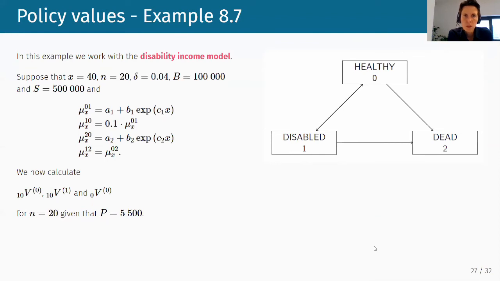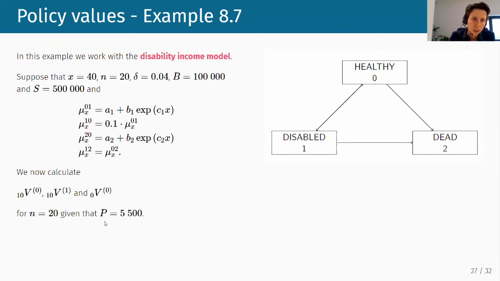We start with the disability income model, pictured here on the right. We've got a 40-year-old policyholder. We've got a duration of 20 years, a force of interest of 4%, a certain sickness benefit, yeah, disability benefit B, if I'm not mistaken, and a lump sum S to be paid on that, if I remember well. We've got our transition intensities, and the goal is now to calculate our policy values. We want to calculate our policy values at certain time points, given that the duration of our product is 20 years. Yeah, so it's a term insurance product with a duration of 20 years.